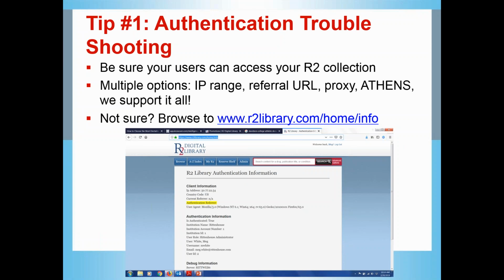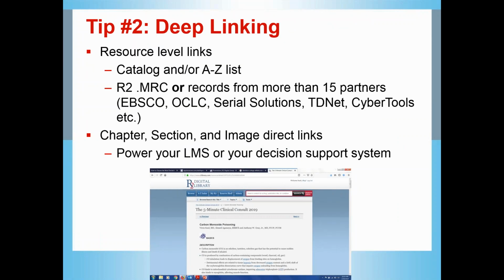r2library.com/home/info. Tip two, deep linking. And we talked a little bit about this in the introduction in terms of the overview of the platform, but there are really two main ways that we see folks interacting with R2 content and their collections and making those resources discoverable. The first is pretty basic, resource level links, normally found in your catalog or your A to Z list. You can export MARC records directly from the R2 library.